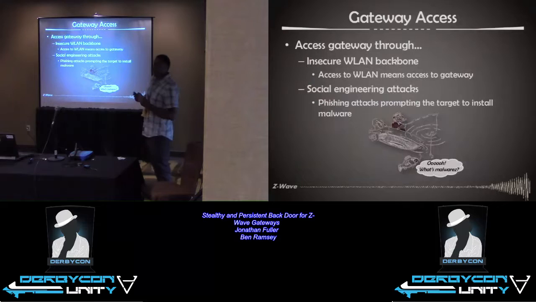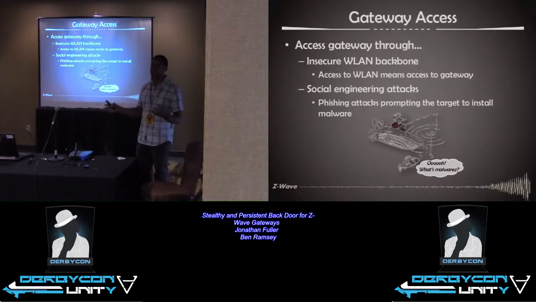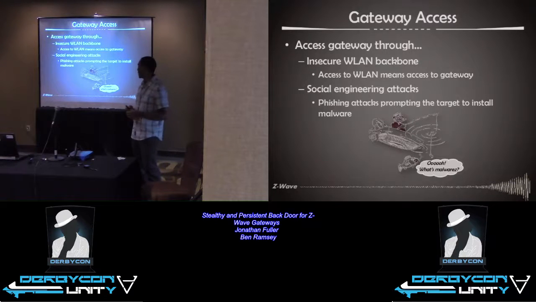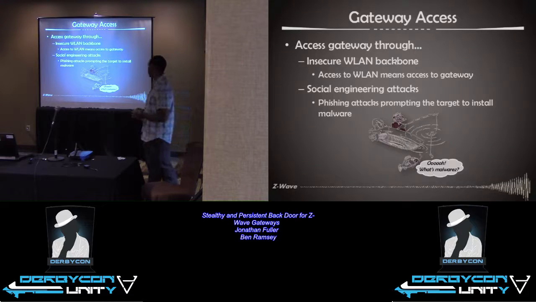So gateway access is garnered through the wireless local area network backbone. And because of the chain of trust, you can say, between the router and the gateway, once you have access to the local area network, you have access to the gateway. Also, social engineering attacks, phishing attacks, prompting the target to install malware on the device so that the attacker can get back-end access. Just different ways for an attacker to access gateways.